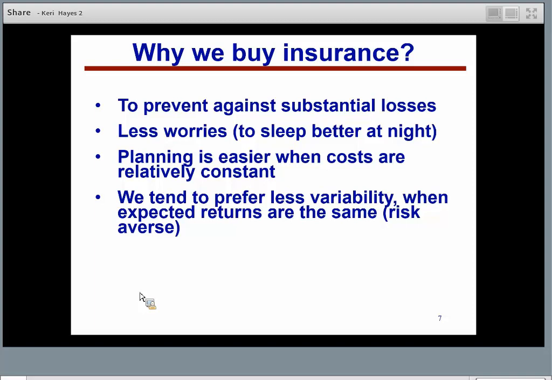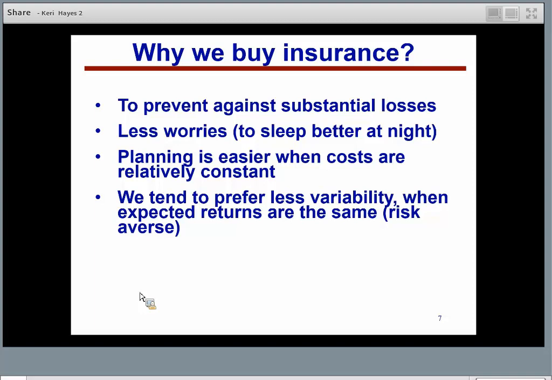Less worries. You sleep better at night. I'm a university faculty member. We tend to be the most risk-averse people in the world, meaning we don't really like to take on risk. And so, you just sleep better at night knowing that if something does happen, you have insurance against it.